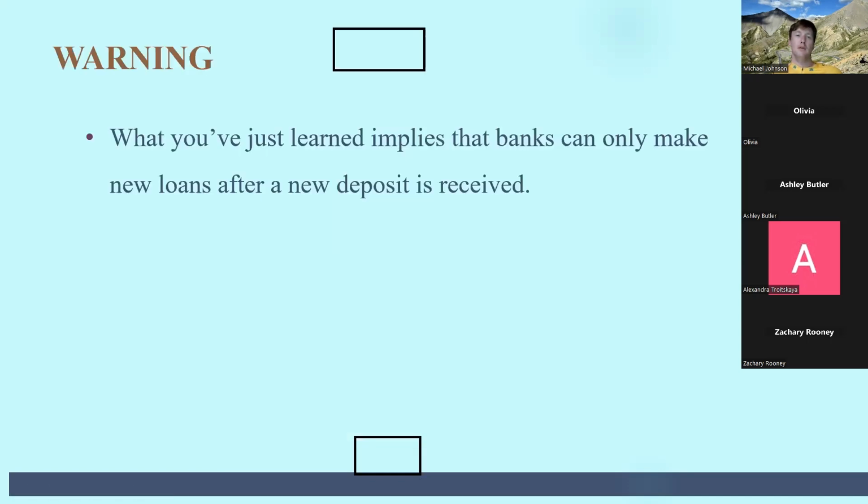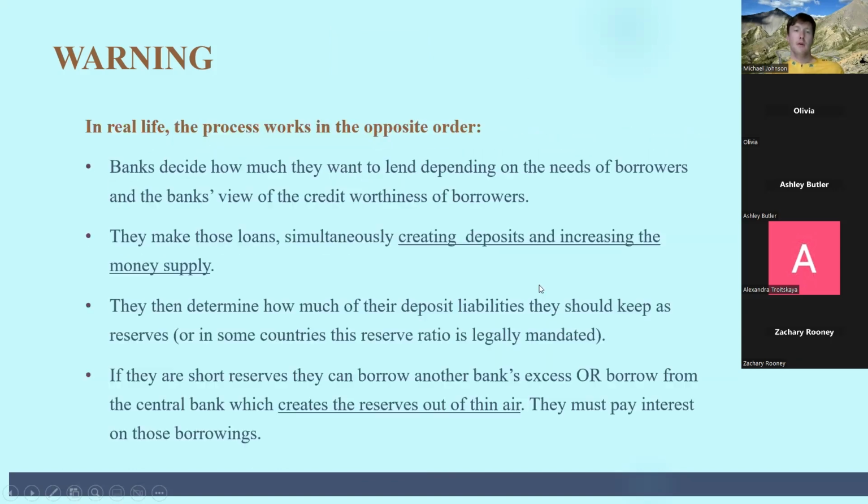So what you've just learned implies that banks can only make new loans after a new deposit is received. This isn't quite accurate. Here in real life, the process works in the opposite order. Banks decide how much they want to lend depending on the needs of borrowers and the bank's view of the creditworthiness of borrowers. They make those loans, simultaneously creating deposits and increasing the money supply.